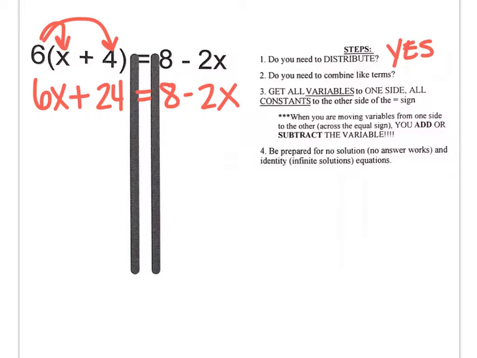Now we're going to get all of our variables to one side. Easiest to keep our variables positive would be to add 2x from the right and add it to the left.